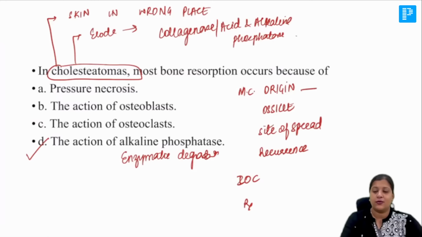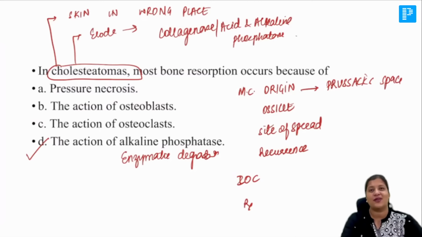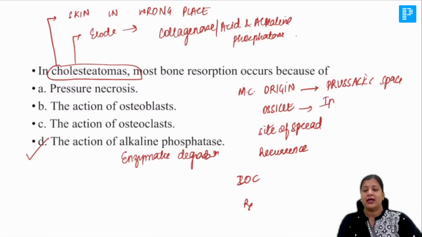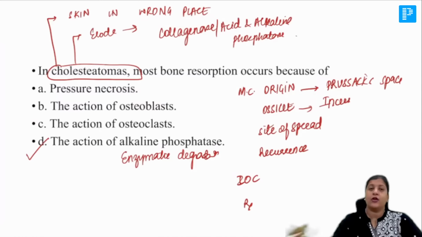Yes, very good. The most common site of origin is Prussak's space. And where is Prussak's space? It's the space between pars flaccida and the neck of malleus. The most common ossicle to be eroded is going to be the long process. If they ask you specifically which part of the long process, then you can answer lenticular process. But you can in general say the long process of the incus.